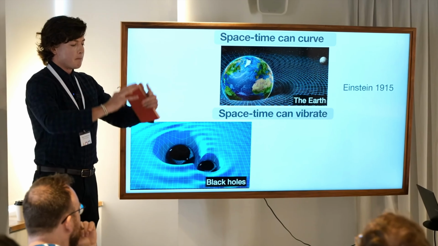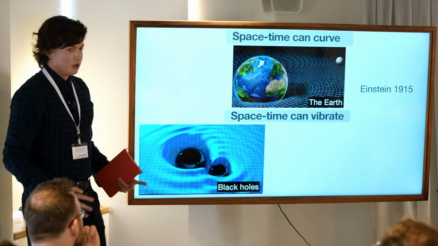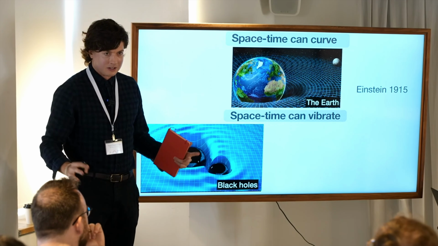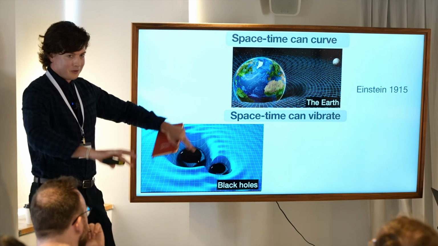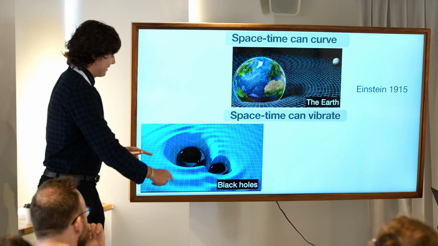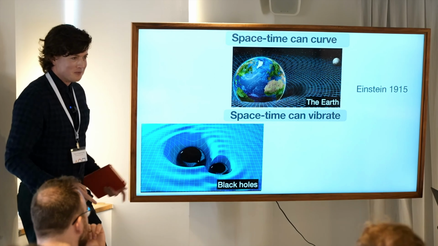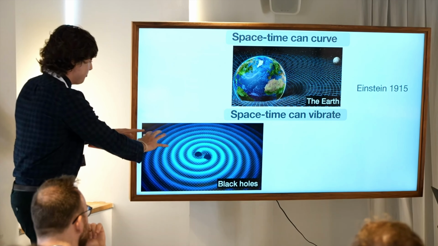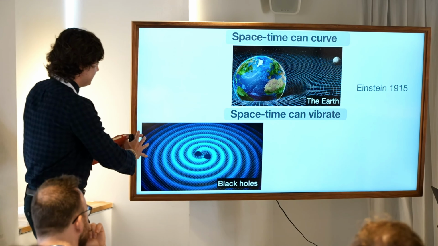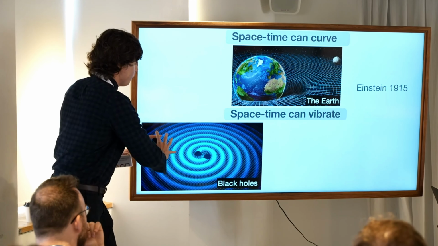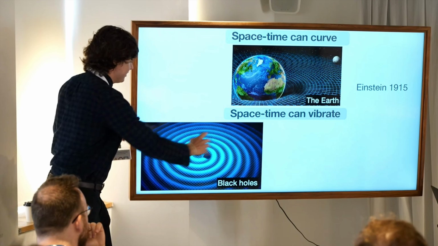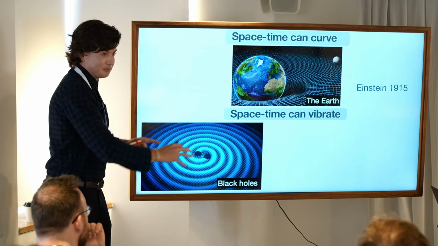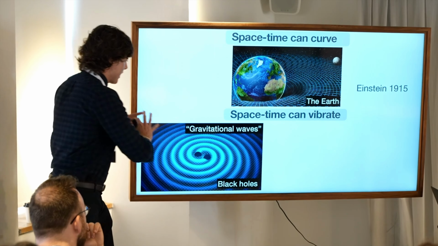Now, take the most massive objects in the universe, two black holes. Each of them curves space-time, like this. And then make them spin around each other. This is how the space-time would look. This is something that evolves with time. Those are waves in space-time, vibrations in space-time, called gravitational waves.